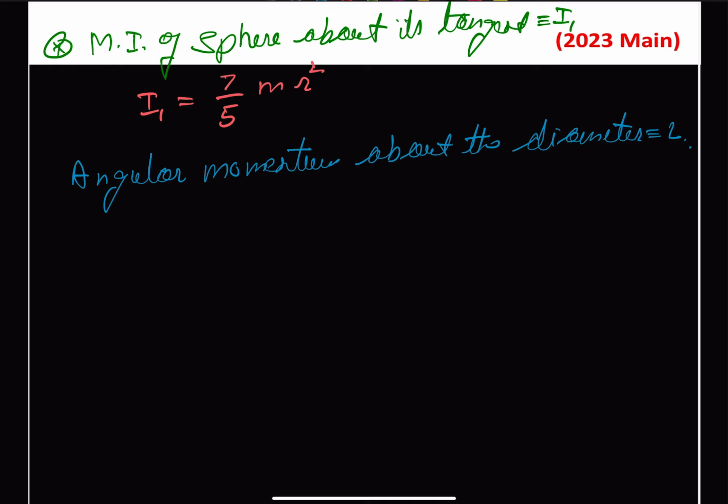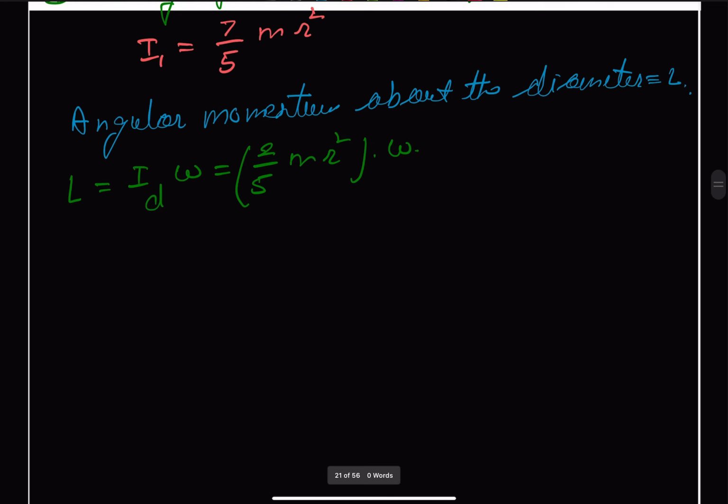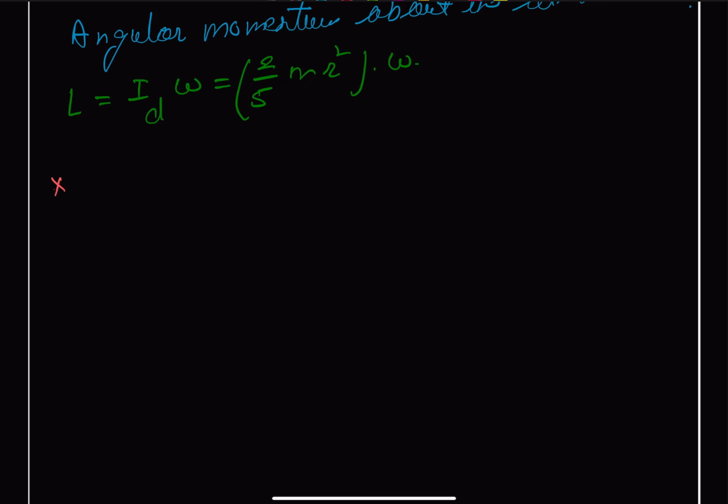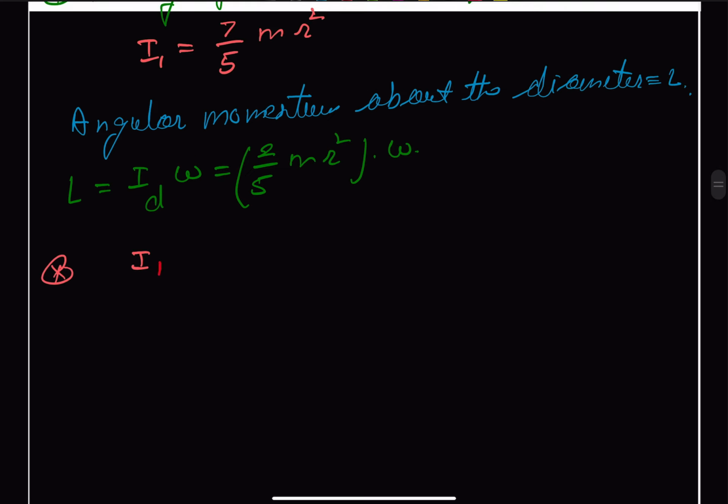So we can write our L will be equal to moment of inertia about the diameter and its angular velocity. And with respect to the diameter, the moment of inertia we know is 2 by 5 mr square, and omega. So we are given that I1 is equal to x into 10 to the minus 2 times L.